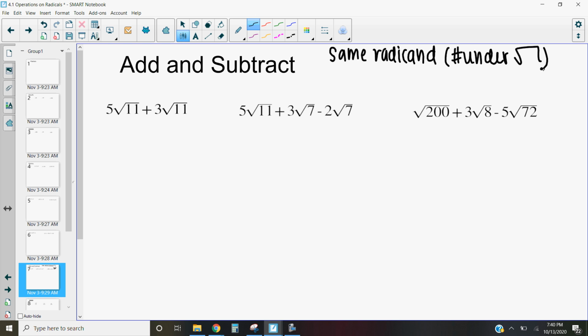Taking a look at this first one here, 5 root 11 plus 3 root 11. Well, they have the same number underneath. So what I'm going to do is add those numbers in front. So 5 root 11 plus 3 root 11 is just 8 root 11. Okay, now let's take a look at this next problem.